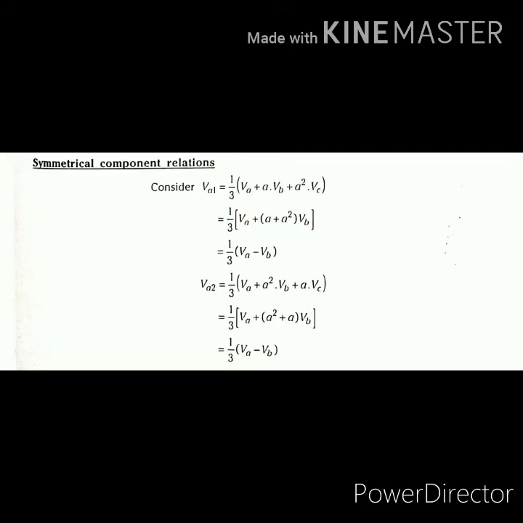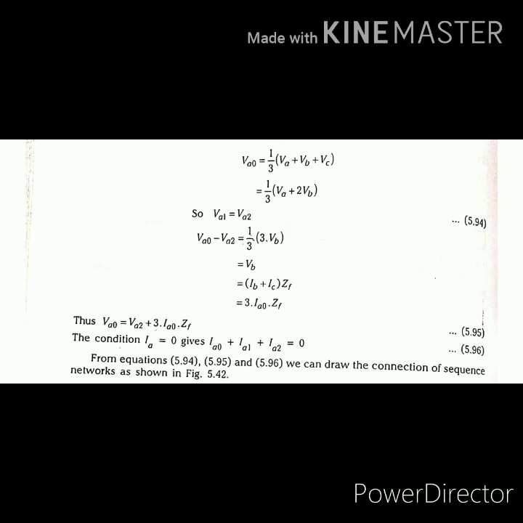Coming to symmetrical component relations, first is VA1. You can get 1 by 3 times of VA plus A VB plus A square VC, which is 1 by 3 times of VA plus A square into VB. A plus A square is minus 1 according to the A operator. So finally you get 1 by 3 times of VA minus VB. Similarly you get VA2, which is 1 by 3 times of VA minus VB. So from this you can infer that VA1 is equal to VA2.